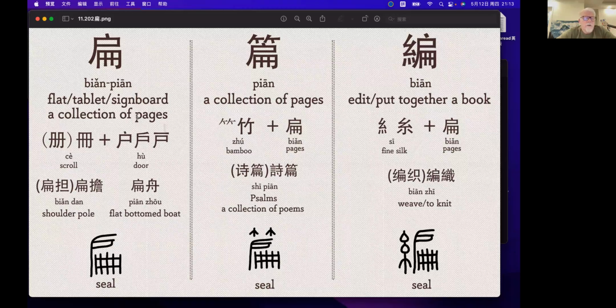And we have the character bian dan, which means a shoulder pole. You've all seen Chinese with a shoulder pole. And we have also pian zhou, which means a flat bottom boat. I'll tell you a story.